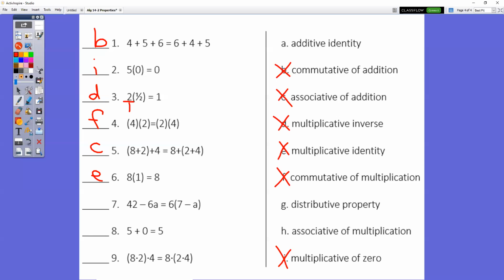This one's a little bit weird because they wrote it backwards. But what we're actually doing here is the distributive property. 6 times 7 is 42. 6 times negative a is negative 6a or minus 6a. So that would be G. 5 plus 0 equals 5. We're starting with 5, ending with 5. We're getting ourselves in the end. So that would be choice A. And then we're changing the group and we're multiplying. That is associative property of multiplication.